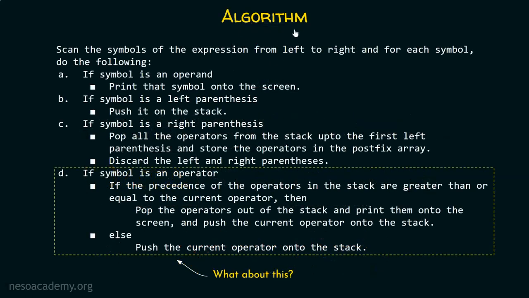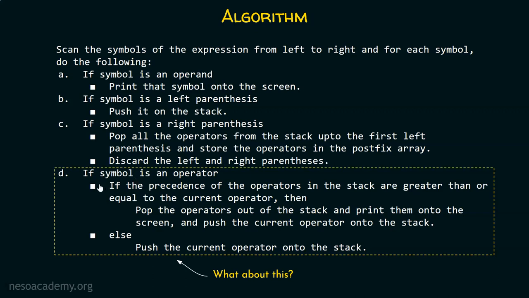We know that this algorithm works for the conversion of infix to postfix expression, right? We are done with all these three parts. That is, we have handled all these three cases: if the symbol is an operand, if the symbol is a left parenthesis, if the symbol is a right parenthesis. This is what we have done in the previous presentation. We have converted all these three cases to their equivalent C program, right?